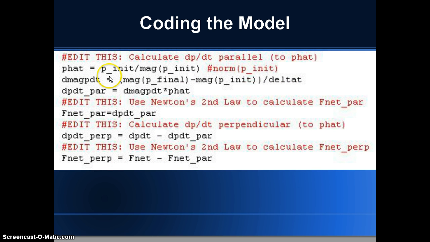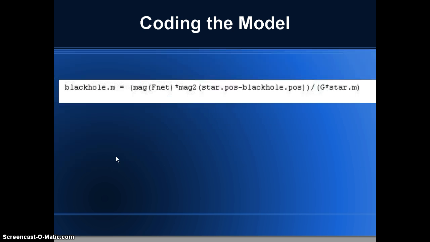Next, we need to find the components. We find p hat, and from there we can find all the pieces, the F net perpendicular, the F net parallel, as we did in a previous slide. Finally, using all the pieces we've used, we can come down to this final function. The mass of the black hole is equal to the magnitude of the net force times the square magnitude of the star position minus black hole position divided by the gravitational constant times the mass of the star.